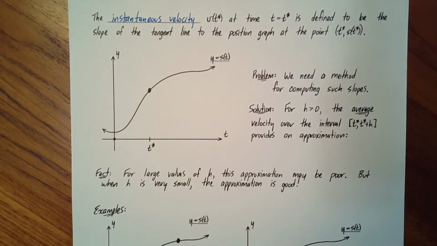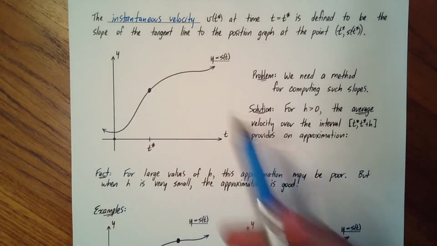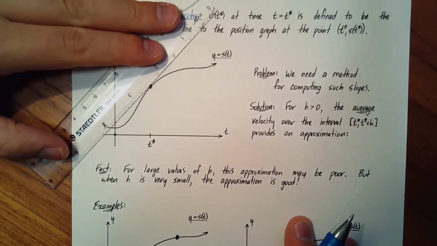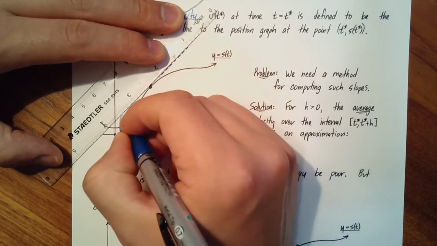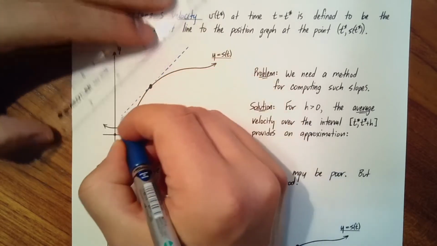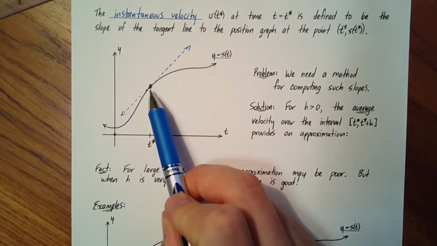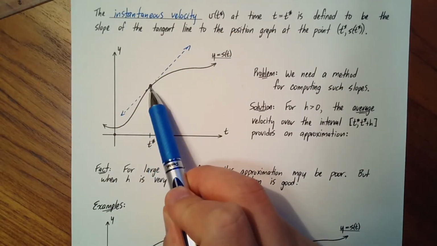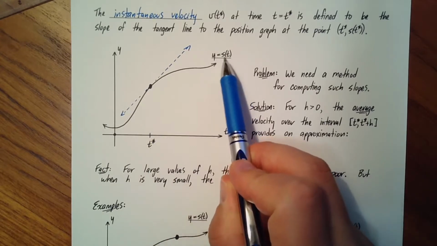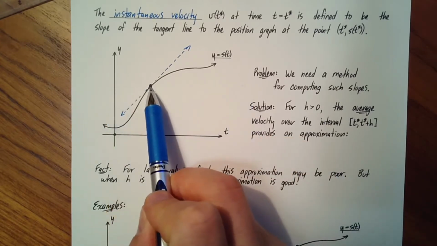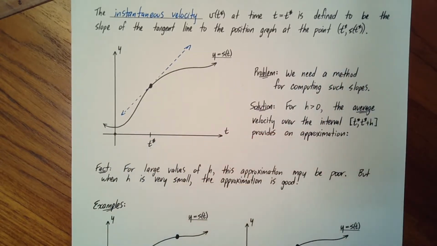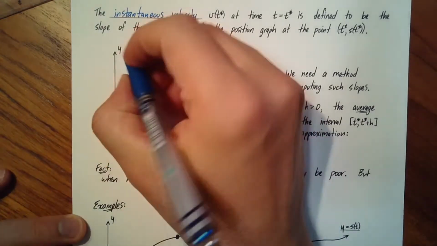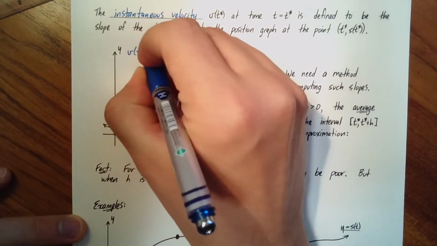Here's the idea. Take your position graph, which we've got sketched right here, and sketch the tangent line at the point t star, s of t star. That's the point I'm drawing the tangent line at. If the t coordinate is t star, then the y coordinate is what you get if you plug t star into this function, so the y coordinate is s of t star. So that's why this really is the point t star, s of t star. Start by looking at the tangent line at that point, and v of t star is going to be its slope. So that's the definition.